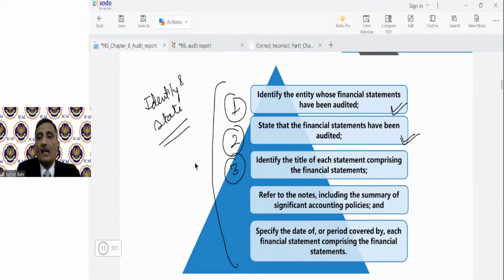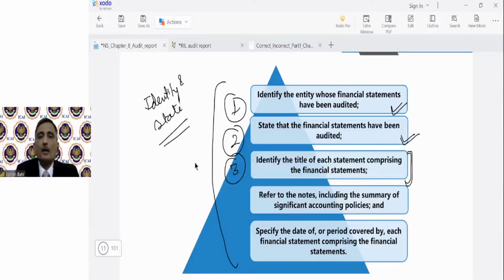Number 3, identify the title of each statement comprising the financial statements. So the financial statements that you have audited, you have to identify those statements individually, like balance sheet, like statement of profit and loss, like cash flows. Okay, so all these statements which comprise the financial statements as a whole have also to be identified individually in the opinion section.